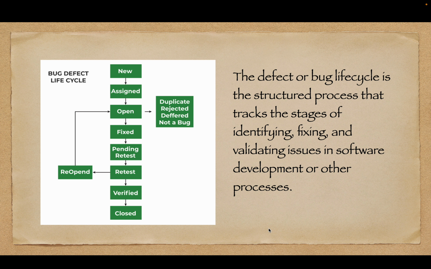Third is open. In this open state, the defect is being addressed by the developer team, and the developer team works on the defect to fix the bug. Based on some specific reason, if the developer team feels that the defect is not appropriate, then it is transferred to rejected, duplicate, deferred, or not a bug. These are the several states that we will see later.